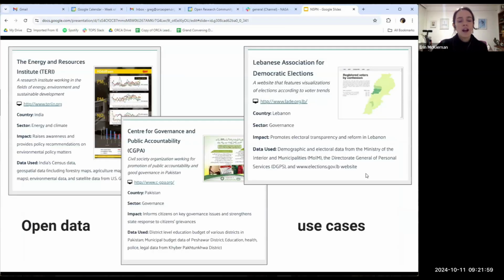And I tried to pull ones that would be kind of relevant to the policy realm. So if you see this one, the Energy and Resources Institute, this is an organization based in India, and they are using open data to help make recommendations, particularly on environmental policy. The one in the middle here, Center for Governance and Accountability, that's an organization based in Pakistan. And they're using open data to inform citizens about governance issues and hopefully strengthen responses to citizen grievances. And then finally, this one on the right is the Lebanese Association for Democratic Elections, and they're using open data to promote electoral transparency and election reform.